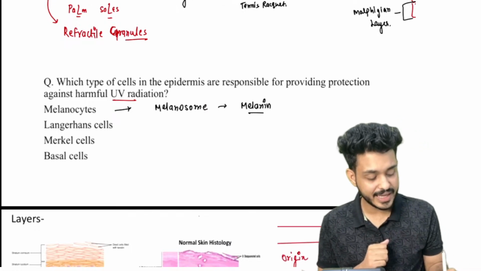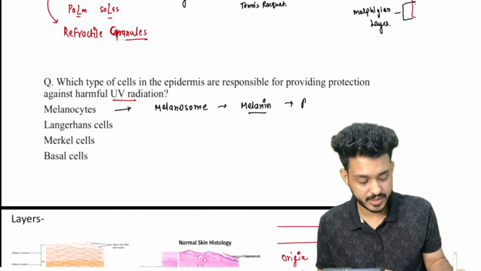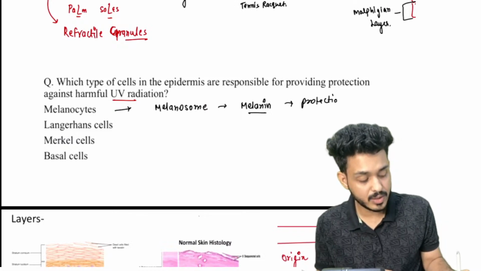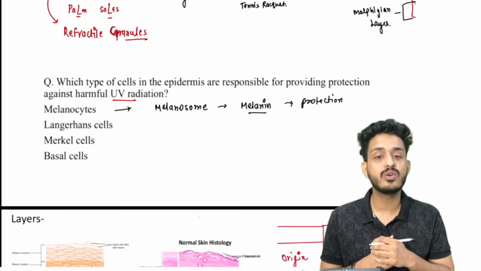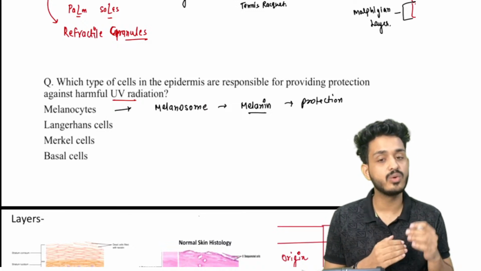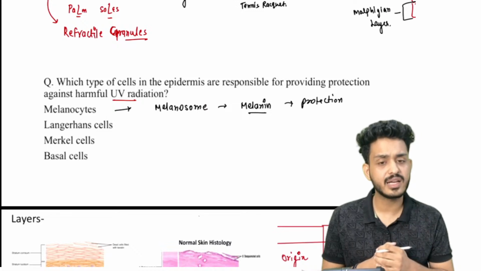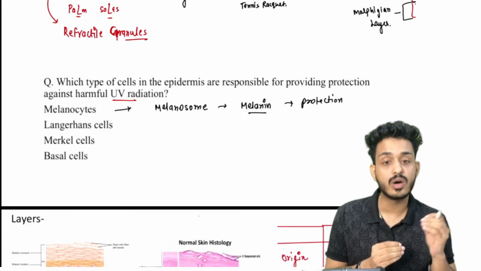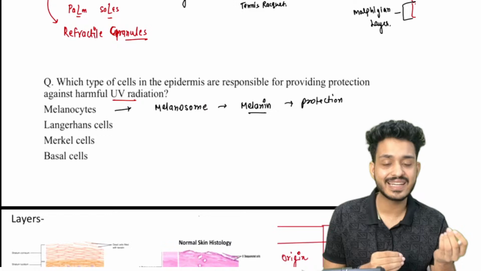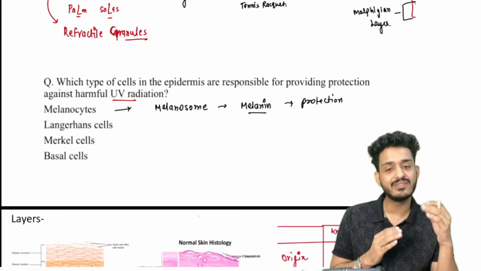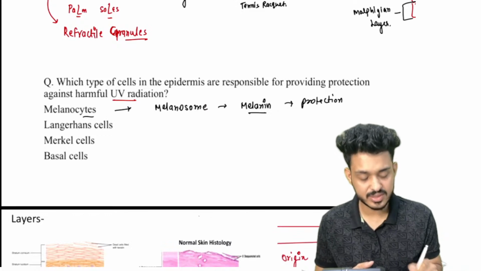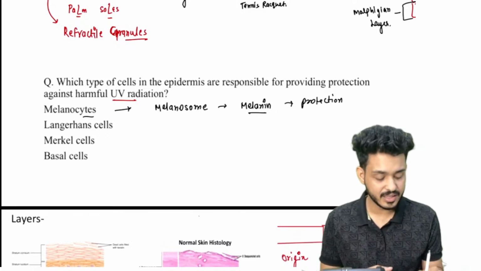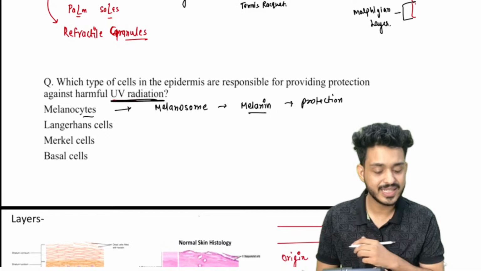Now the function of melanin will be protection. Remember guys, those people who are white are at a higher risk of having skin cancer. Those people who are white, we are having the Fitzpatrick classification. Those people who are black, those people who are having increased levels of melanin, what will happen? They will be having a lower risk of having cancer. That is why melanocytes are helping against UV radiation, protection.